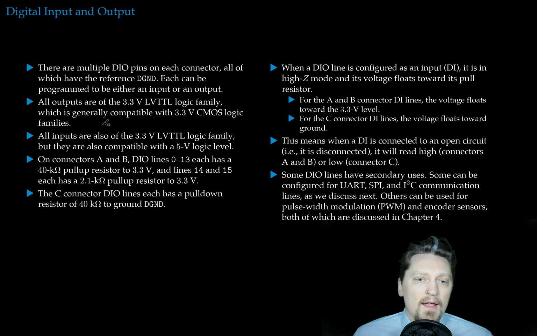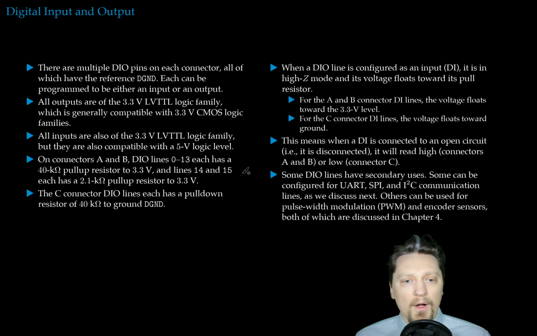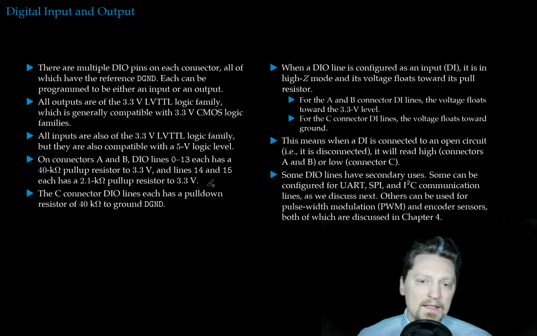On connectors A and B, DIO lines 0 through 13 each has a 40 kilo ohm pull-up resistor to 3.3 volts, and lines 14 and 15 each has a 2.1 kilo ohm pull-up resistor to 3.3 volts. The C connector DIO lines each has a pull-down resistor of 40 kilo ohms to ground, D ground.